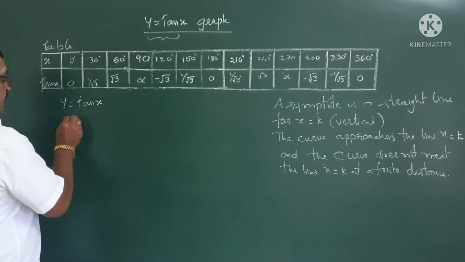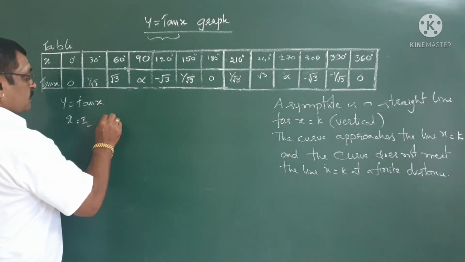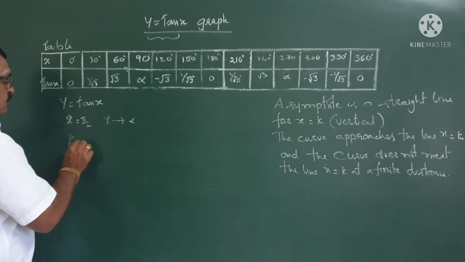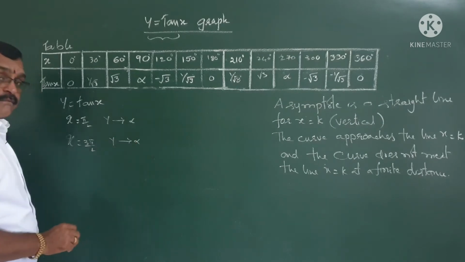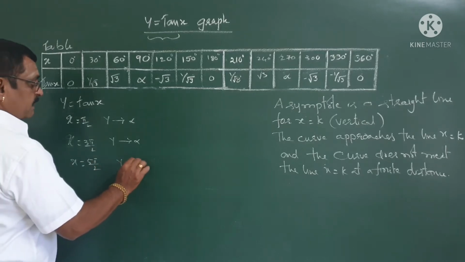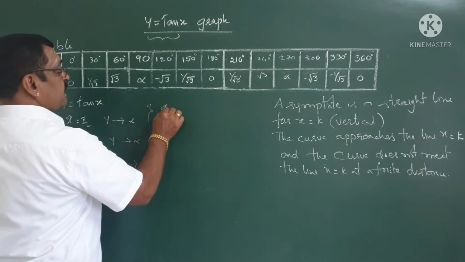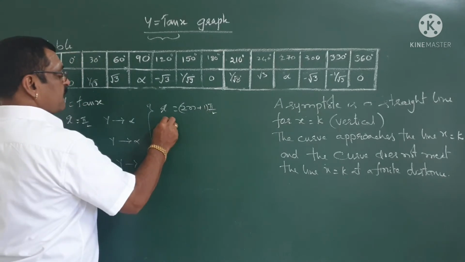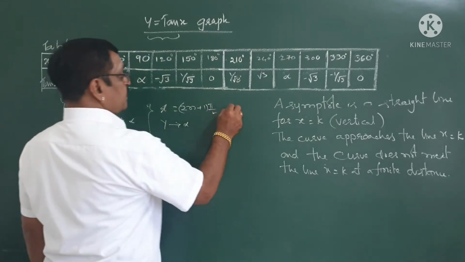When I substitute x is equal to pi by 2, my y is going to infinity. When I substitute x is equal to 3 pi by 2, then also y is going to infinity. When x is equal to 5 pi by 2, my y goes to infinity. So in general, when x is an odd multiple of pi by 2, my y is going to infinity, where n is an integer.